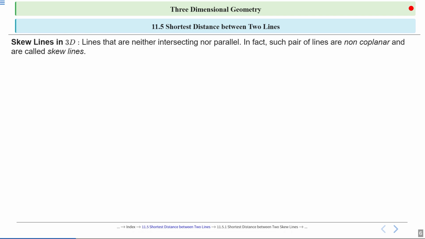Now let's start by understanding skew lines in three-dimensional geometry. Skew lines are lines that do not intersect and are not parallel, right? Now let's focus on why skew lines are considered the most complex and interesting case. Unlike parallel or intersecting lines, skew lines can't be placed together on a single flat surface. This unique property makes them a special topic in 3D geometry.